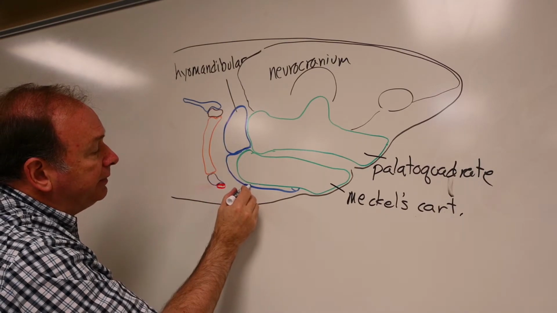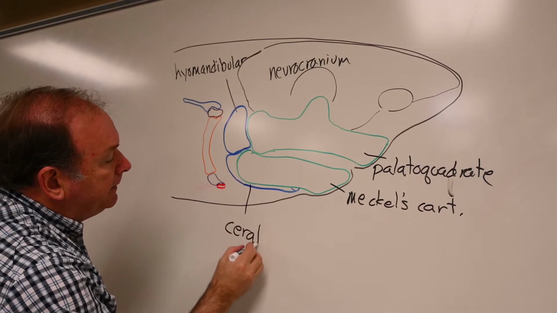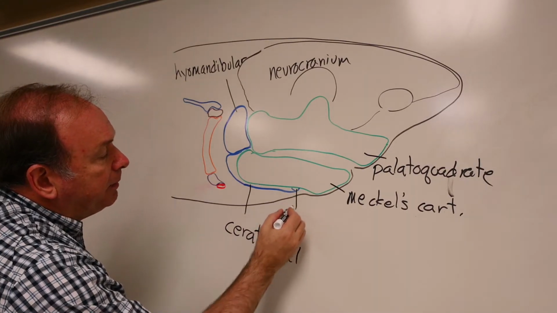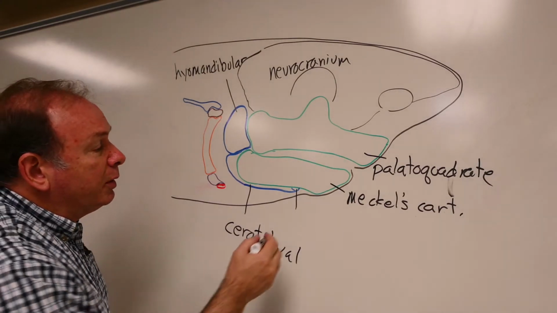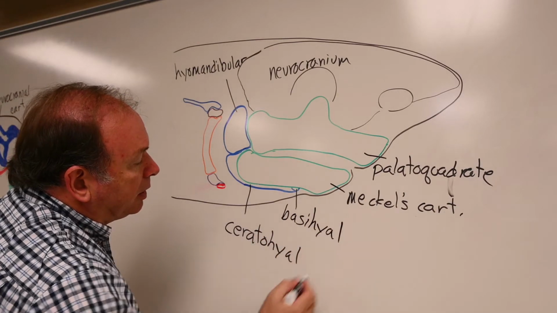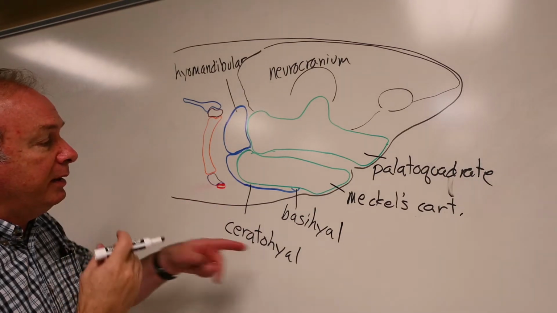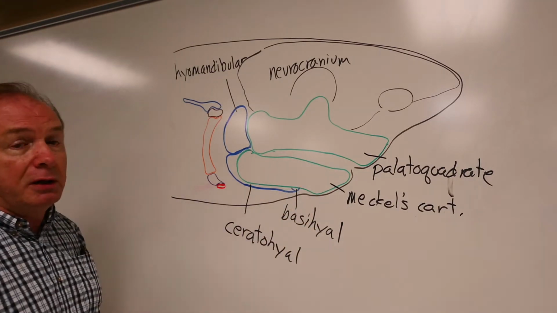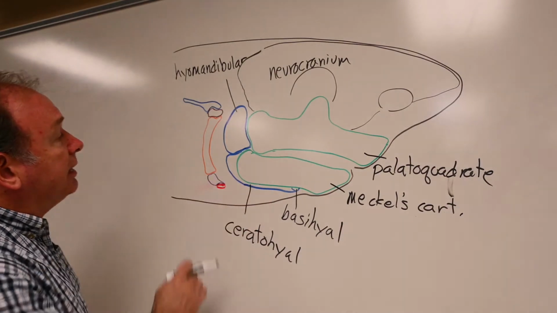Below that, underneath here, is what we call a ceratohyoid cartilage. And then in between the right and left ceratohyoid, there's a bridge of cartilage going across there we call the basihyoid cartilage. So hyomandibular, you have two of those, two ceratohyals coming around, and then one basihyal joining them in the middle, just behind the middle of Meckel's cartilage in the front. So that's the hyoid arch, the second arch.